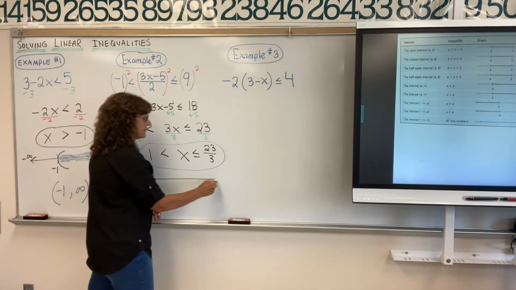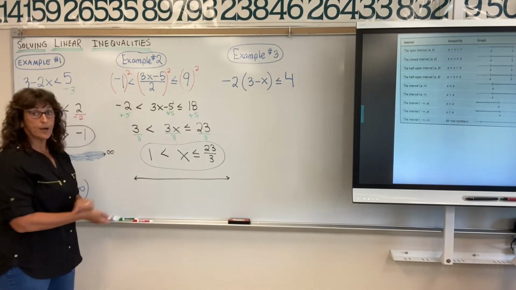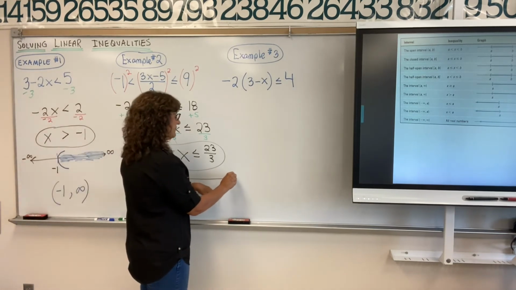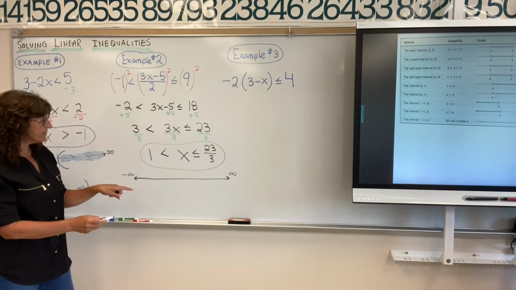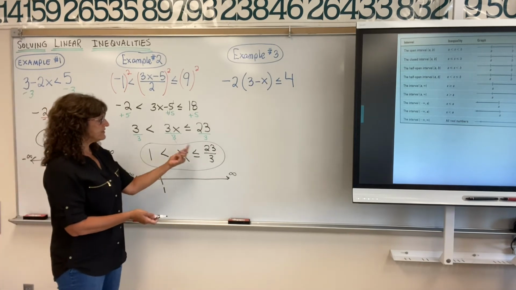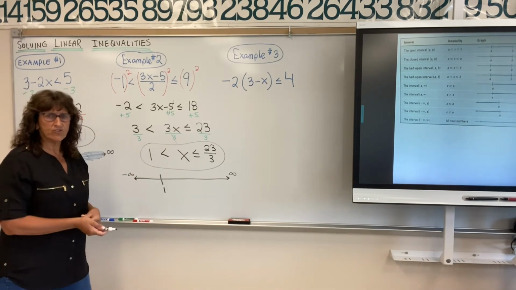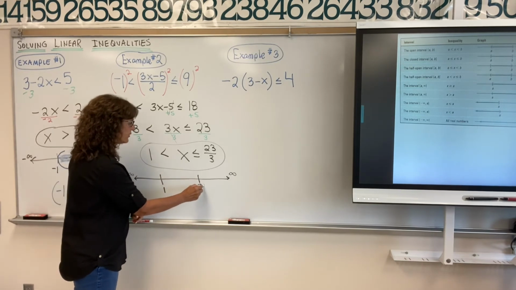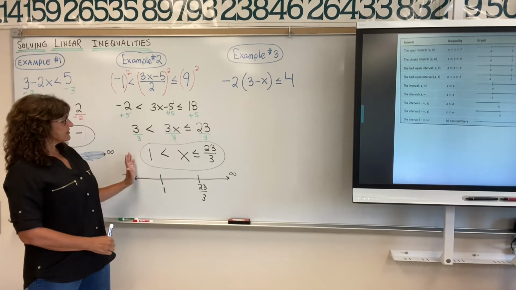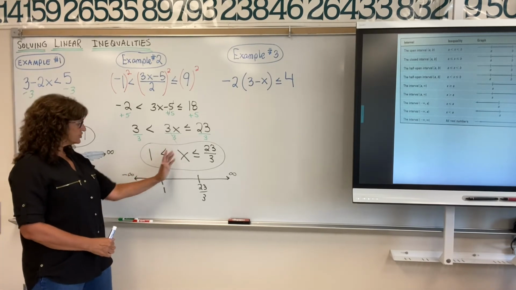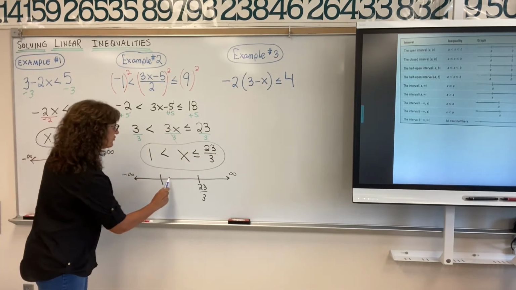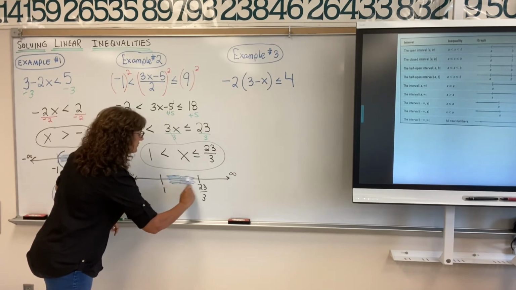Let's take a look at this on a graph. Now remember, we're on a number line. So our number line goes from negative infinity to positive infinity. There's our number line. Let's put our numbers on here. So we'll put 1 and 23 thirds. 23 divided by 3 is 7 2/3, right? So that's over here. I'll call it 23 thirds. And we want to shade all the x's that are larger than 1, but less than 23/3. So we want to shade in between here. This is where our shading is.